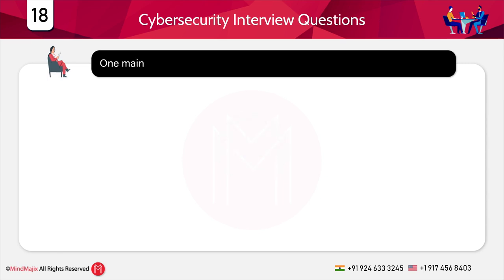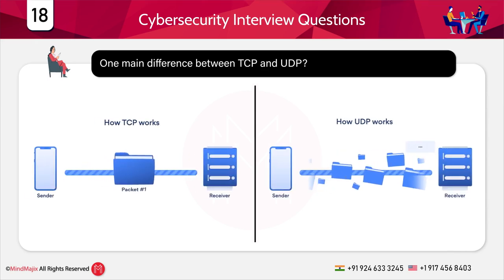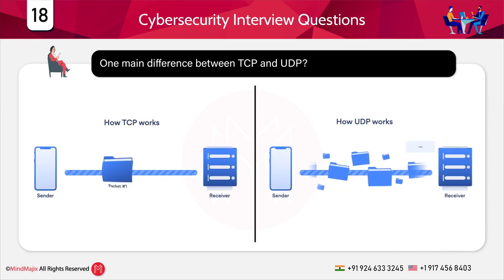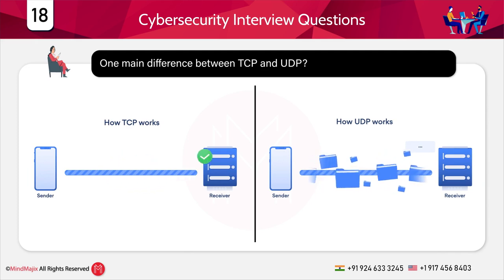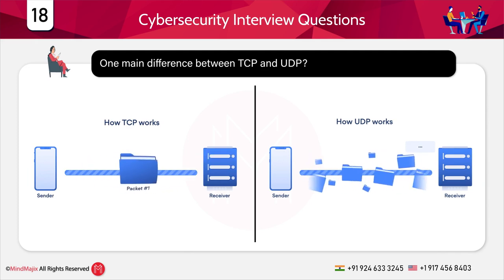Next, one main difference between TCP and UDP. You do not have to give multiple differences. The main difference you have to give between TCP and UDP: you can say that TCP is connection based, whereas UDP is connectionless. That's it. It is the main difference.